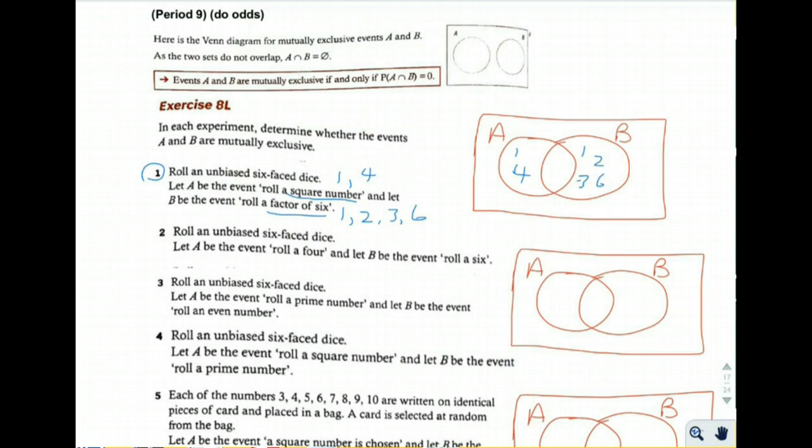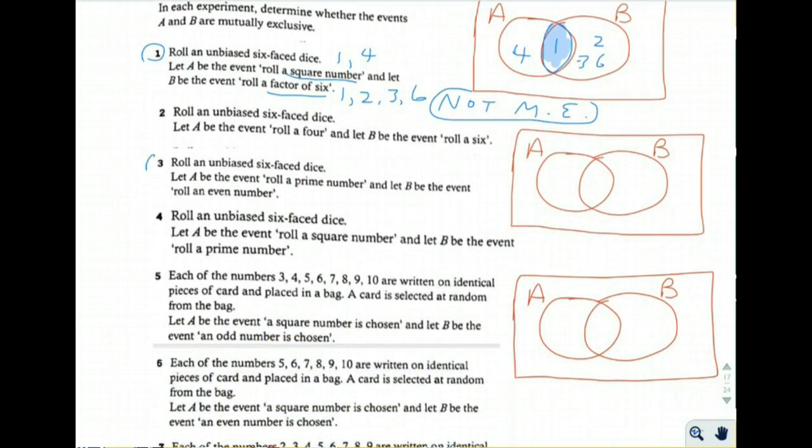Is there overlap there? Yes. The 1 should be written in the middle. So if there is something written in the A intersect B space, which is this I-shaped thing, then they are not mutually exclusive. Only if this area is empty could you say that they are mutually exclusive. So in this case, it is not mutually exclusive, right? Because there's something in that space. All right, let's look at number 3.